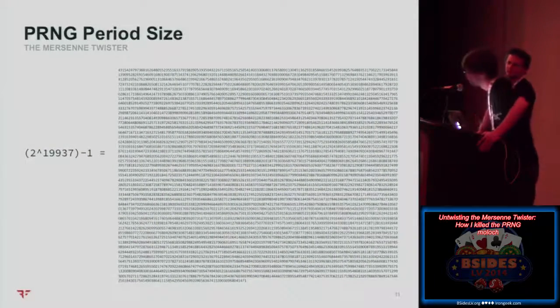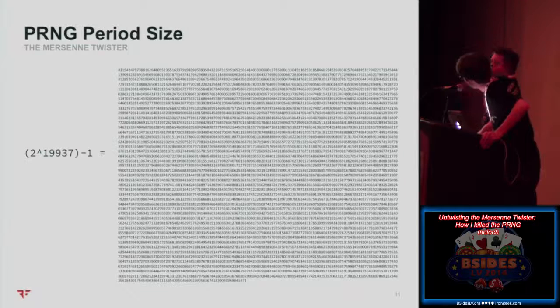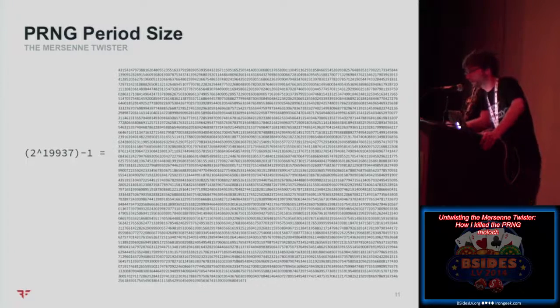So, period size. The Mersenne twister has a very, very, very large period. This is the number here. This is how many sequential outputs you can get from the random number generator before it will repeat, which is basically infinite. There is not enough energy left in the universe to cycle the Mersenne twister with a given seed through all of its iterations. So that's one important property.